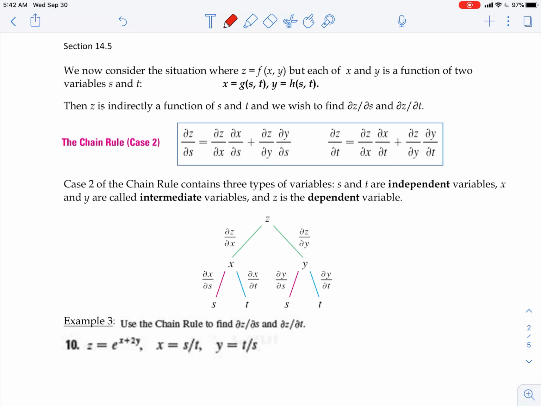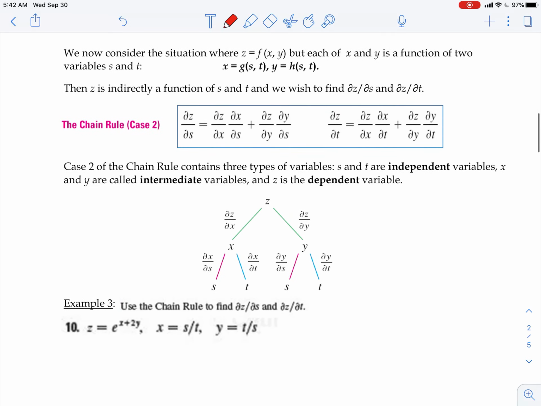So case 2 of the chain rule contains three types of variables. s and t are independent variables. x and y are called intermediate variables because they depend upon s and t, but they do not lead to our final. And then z is the dependent variable. So x and y are going to be the intermediate because they're like the middleman.